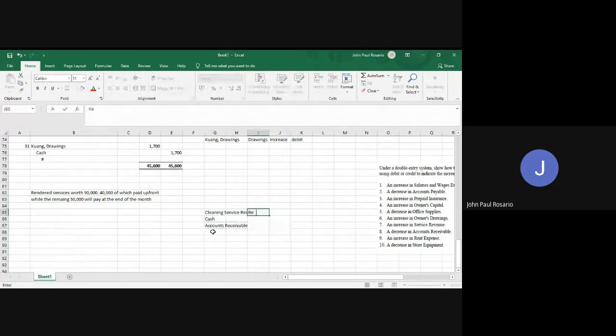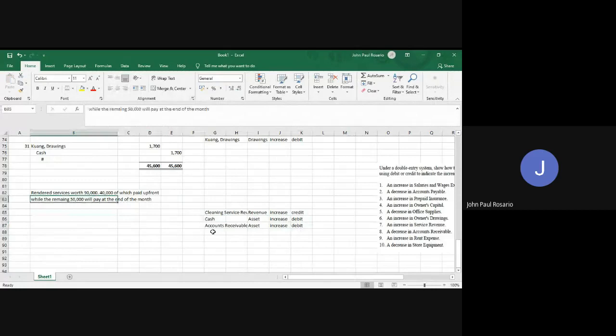So, the service revenue is a revenue. Did it increase? Yes, increase. So, credit. And then your cash is an asset. Did it increase? Yes, it increased. So, increase in asset is debit. And your accounts receivable is an asset. Did it increase? Of course, the amount you will collect increased. So, increase in asset is debit.